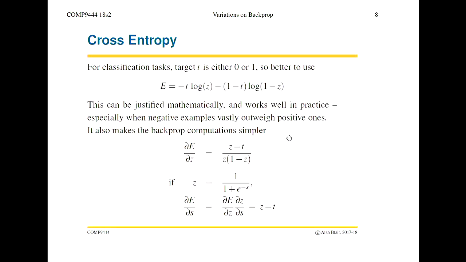Now, interestingly, this looks a bit complicated, but actually in a way it simplifies the mathematics, because if the transfer function is the sigmoid, the derivative of this function actually cancels out the derivative of the sigmoid and makes the computations a bit easier.